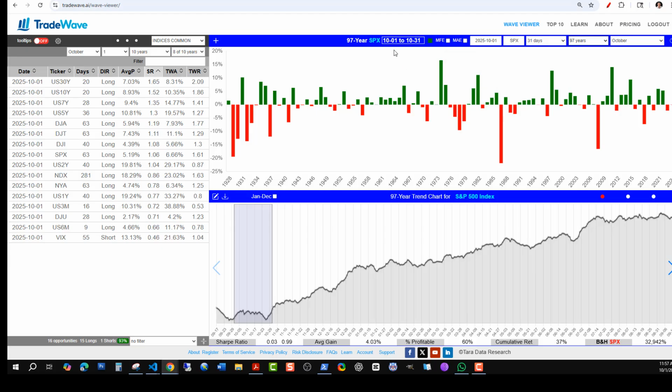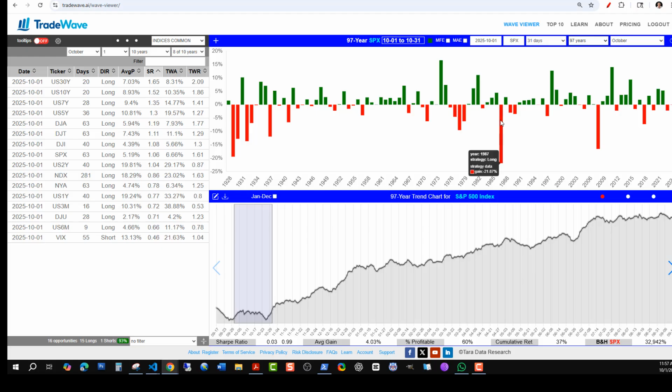So if you would have bought S&P 500 on the 1st of October and you were out of it on the last day of October, which is October 31st in the last 97 years, each of these bars of the bar chart shows you the gain and loss. We can look at the quick statistics on the bottom. 60% of all these years have been profitable and 40% of the years have also dropped.